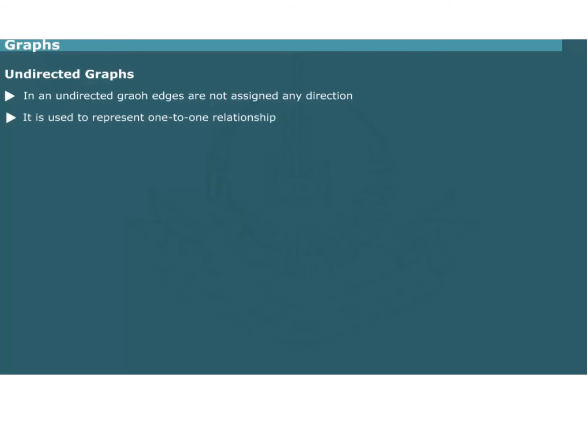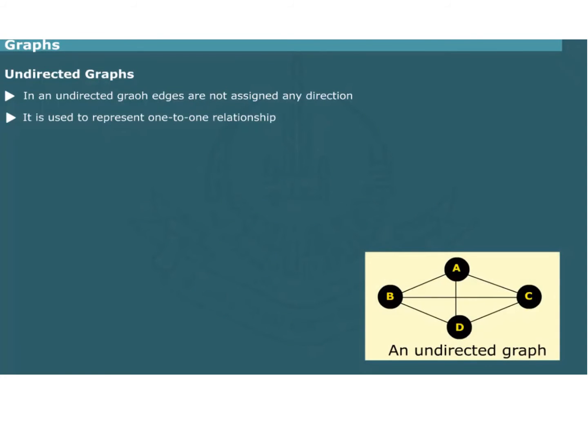Undirected graph. In an undirected graph, the edges are not assigned any direction. Thus, there can be at most one edge between a pair of vertices. The undirected graph is used to represent one-to-one relationship among the data elements. Figure shows an example in which all elements are linked together. It can be shown that an undirected graph with n vertices can have at most n(n-1)/2 edges.